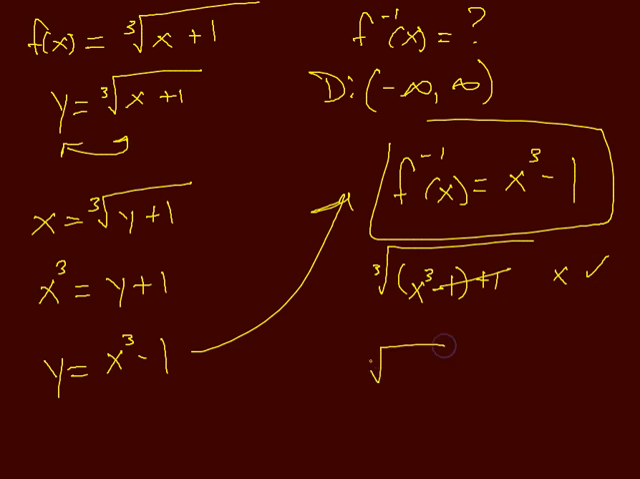Well, we have the cube root of the quantity x plus 1, cubed, minus 1. Well, this gives us x plus 1 minus 1, and that does give us x. Now, what did I do right here? I just looked at the definition of an inverse to double check that what we found is in fact the inverse function.